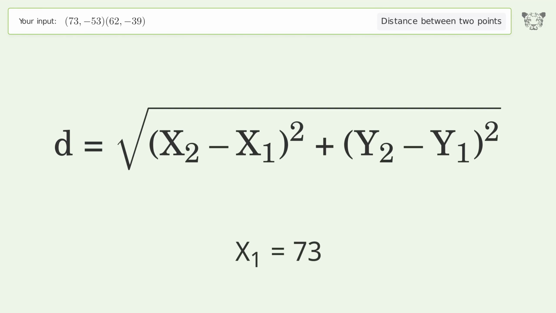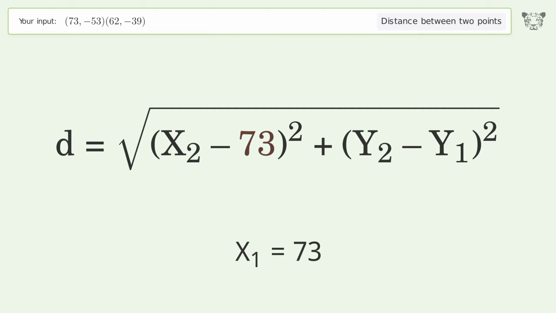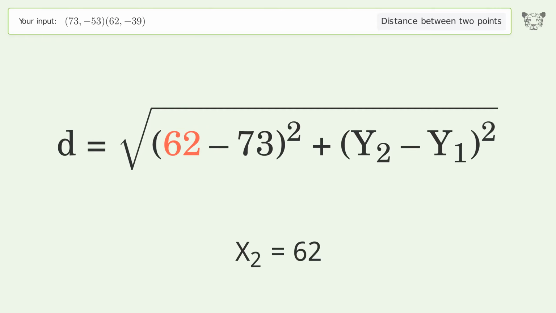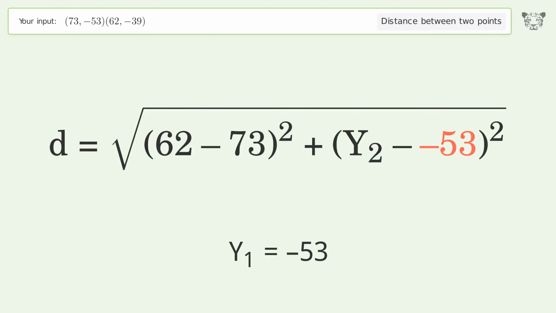x1 equals 73. x2 equals 62. y1 equals negative 53. y2 equals negative 39.